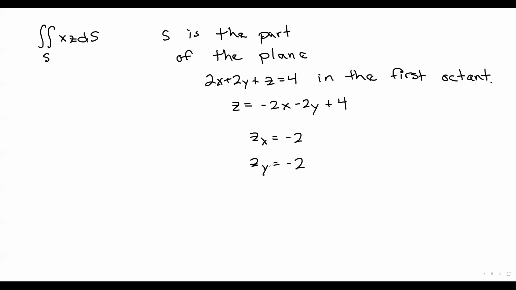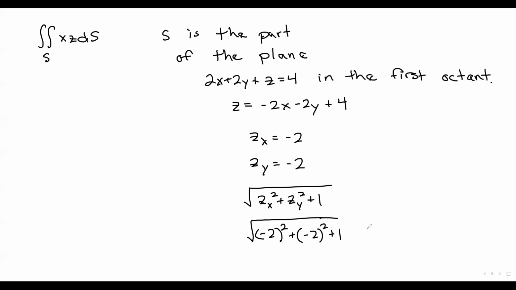And then if we take those and pop them into our formula, which is z differentiated with respect to x squared plus z differentiated with respect to y squared plus 1, we get negative 2 squared plus negative 2 squared plus 1. And so what is that? That's 4 plus 4 plus 1, the square root of 9, which is 3. Okay, and so now we can go ahead and make our changes here.